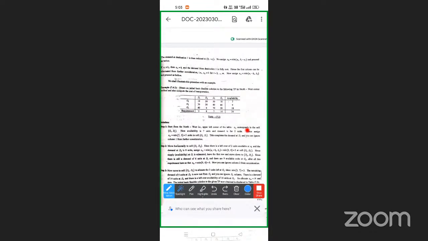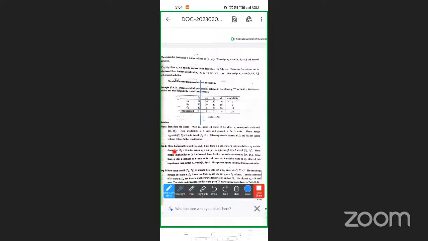x11. So corresponding to the cell O1, D1, here availability is 7 units and demand is 5 units. Hence assign x11. So x11 is the minimum of row-wise and column-wise, 7 comma 5. So the minimum is 5 in the cell O1, D1. So this completes the demand D1 and you can ignore column 1 for further consideration. So we can cross out the entire column because the column requirement is 0.